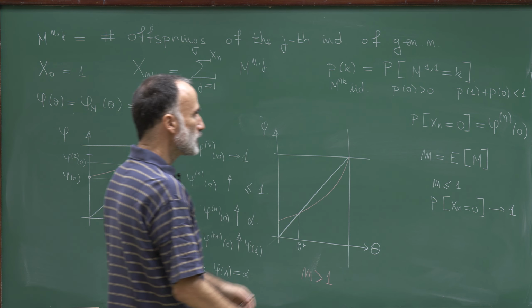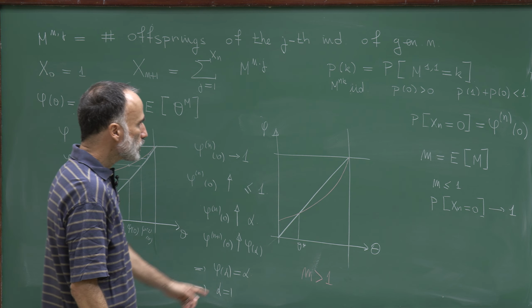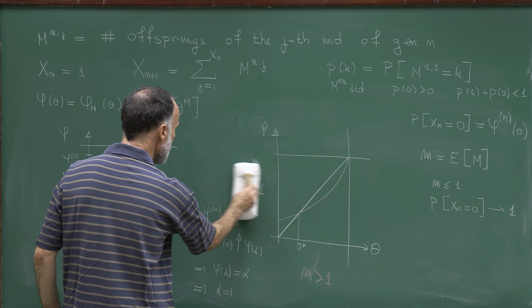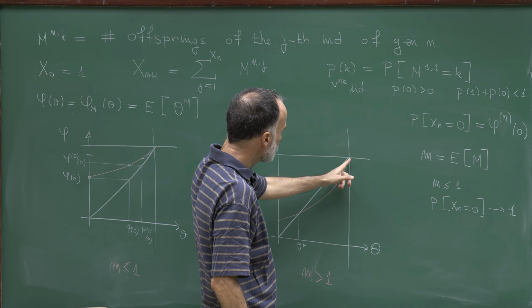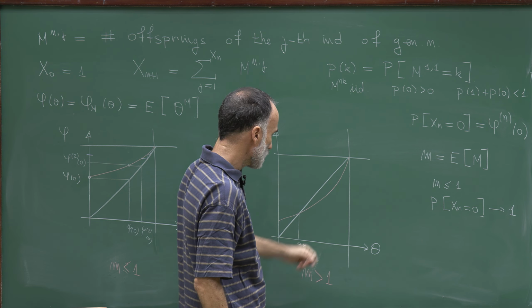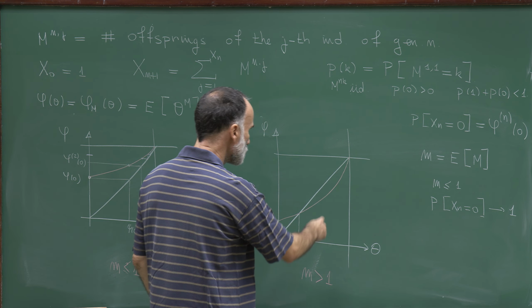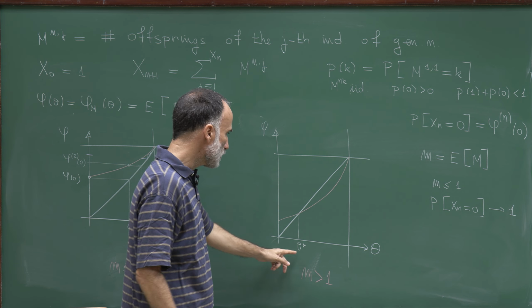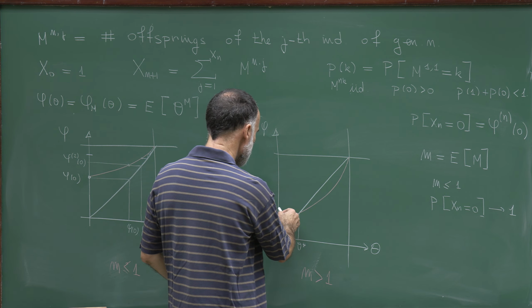So eventually, this family will disappear. Now let's see what happens in the case in which m is strictly larger than 1. Well, when m is strictly larger than 1, we have seen that the derivative at 1, which is m, is strictly larger than 1. So we have a function which is convex, whose value at 0, phi of 0, which is the probability p of 0, is strictly positive. And it has a unique fixed point, which we called theta star.